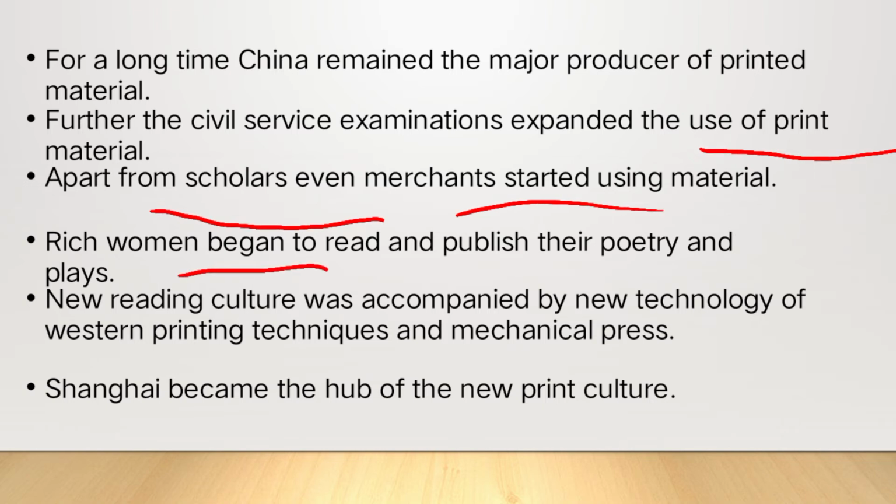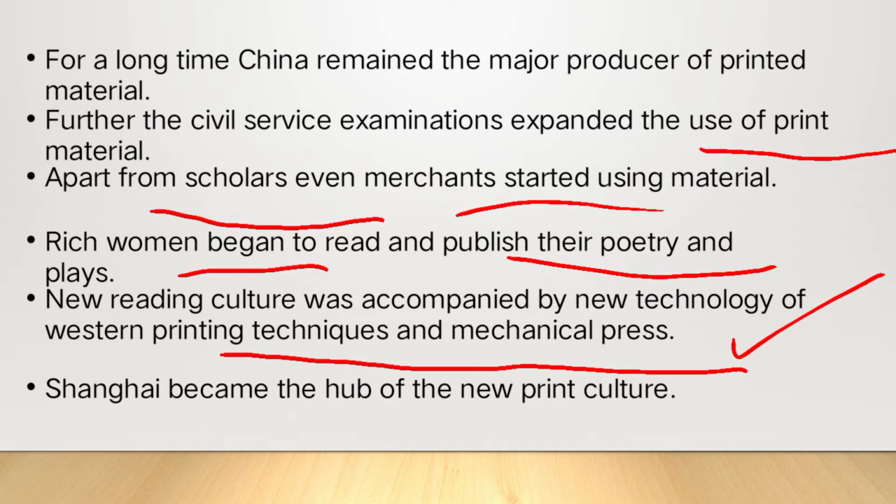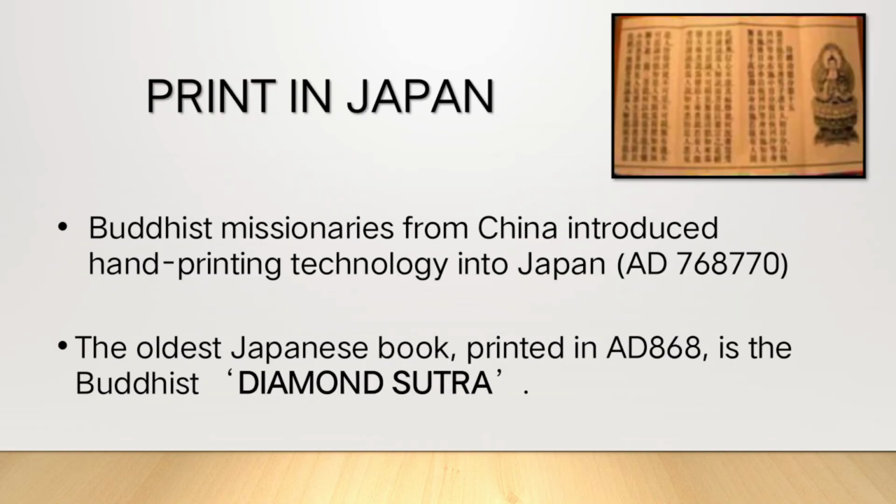Even rich women began to read and publish their poetry. They were the privileged, highly privileged ones. All did not have an opportunity to read and express themselves. Many were deprived. The new reading culture was accompanied by new technology of Western printing techniques and mechanical presses. Shanghai became the hub, or the center, of new print technology.